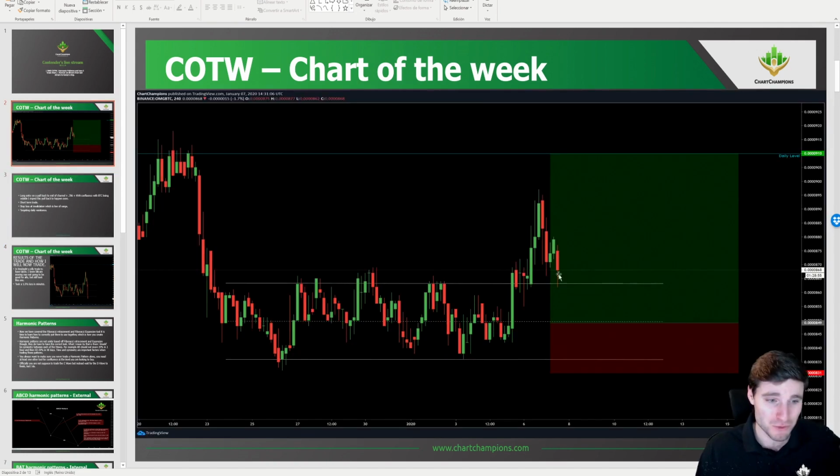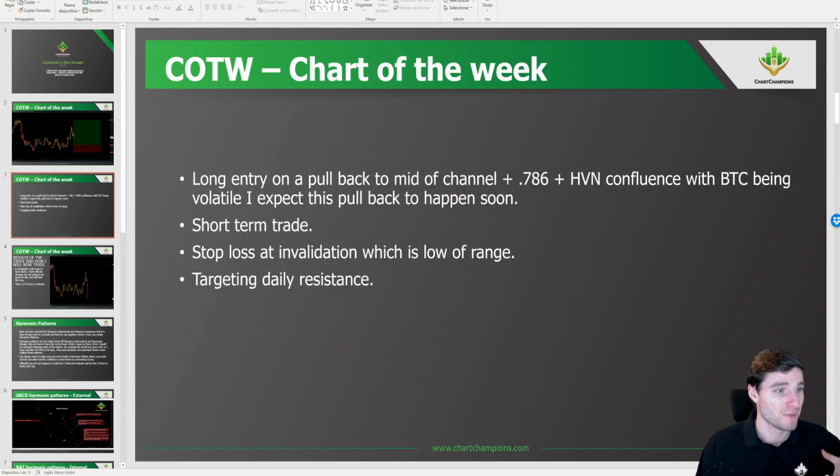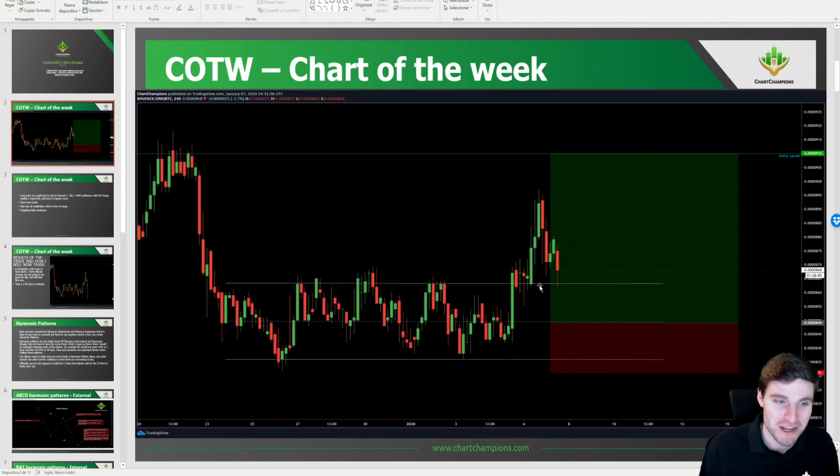But this was my thinking: we had just broken outside of this range, and I was foreseeing this low to be taken. I wasn't wanting to see the massive move to the downside, but I wanted a long entry on a pullback to the middle of the channel, which is also confluence with the 0.786 and with a high volume node. With Bitcoin being volatile, I expect this pullback to happen soon, which is really annoying because I was expecting this to pull back with the Bitcoin volatility, hence why I didn't want to be aggressive on the highs.